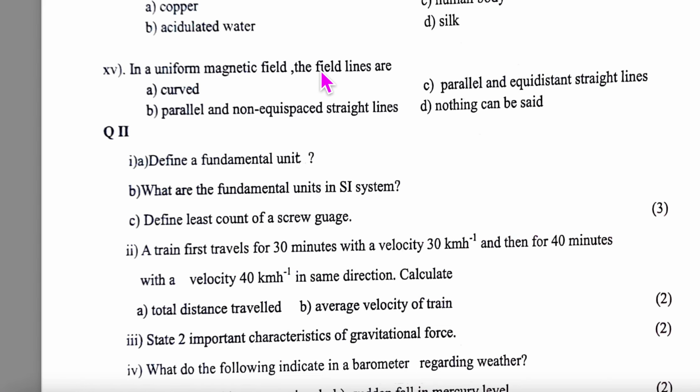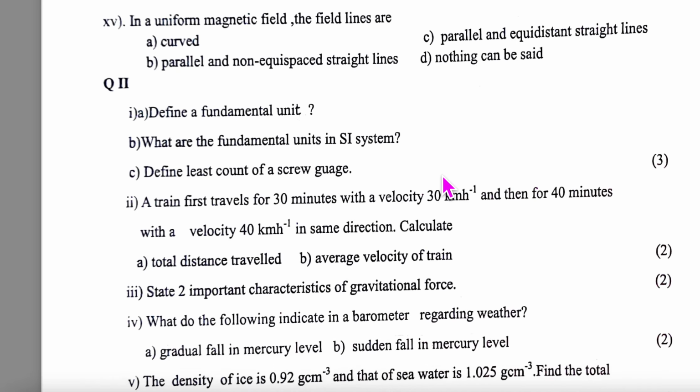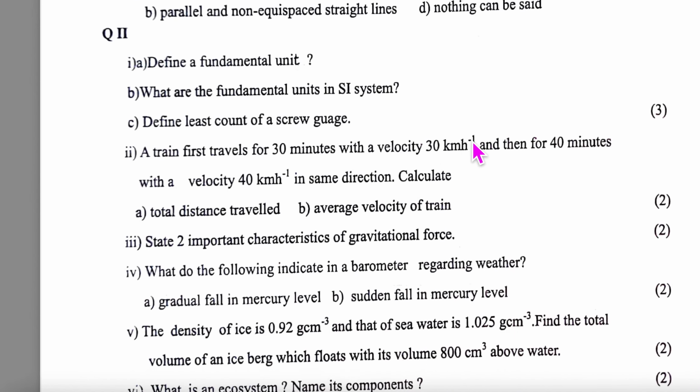Uniform magnetic field. What happens to the field lines? They will be parallel, equidistant. So that is again option C. So I think it is kind of straightforward paper.